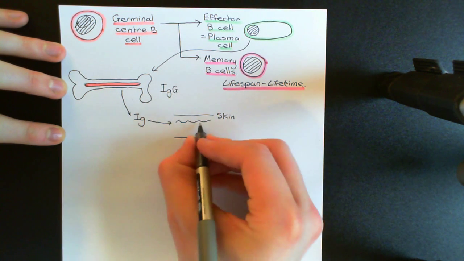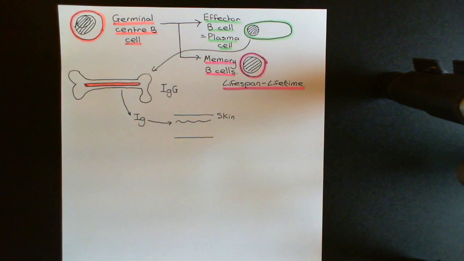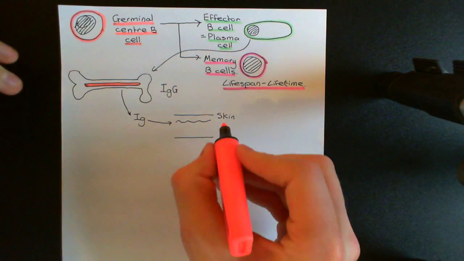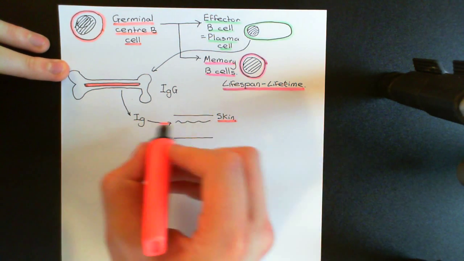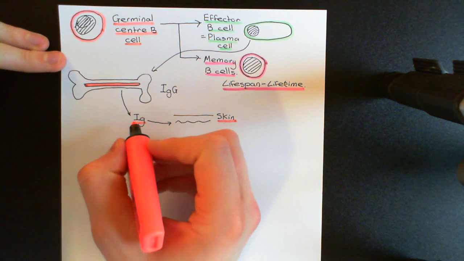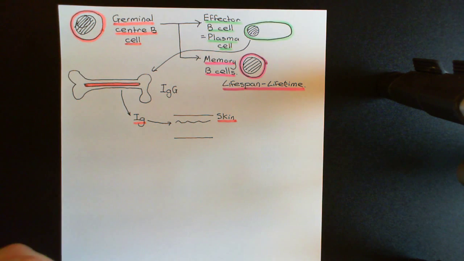So here they'd come into the tissue fluid at the skin, and then they're going to help with the fight against the pathogen. And what I now want to discuss is how are they going to help with the fight against the pathogen, and in particular I want to ask, how do the different types of immunoglobulin molecule differ in how they help fight the pathogen.